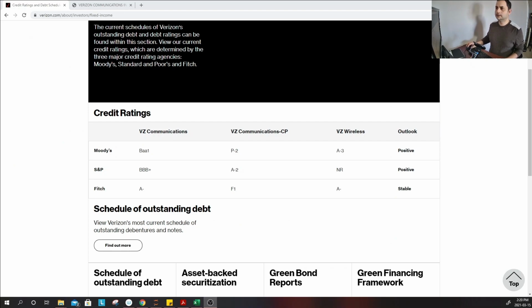This is on the Verizon investor relations site. The credit rating on the debt is A minus, or from S&P, let's pick S&P, it is triple B plus. Below triple B it comes to junk bond territory. So they are in a good state and their outlook is good, right? But that is what their credit rating stands for.